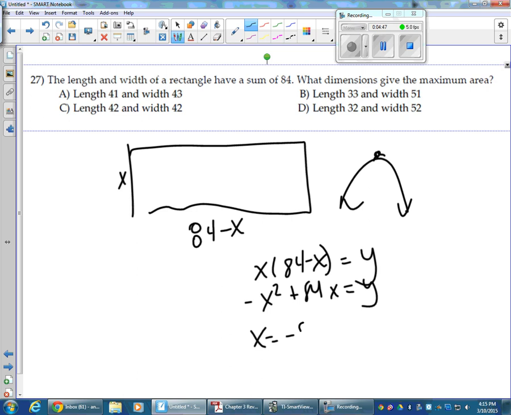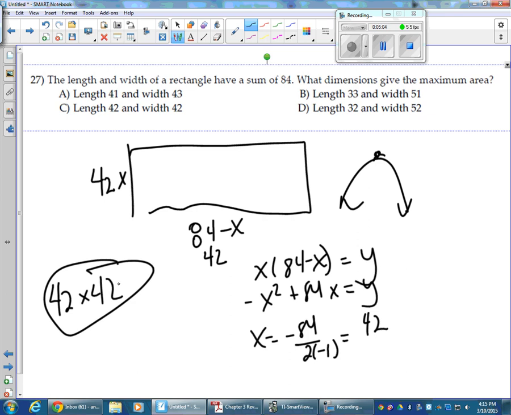So x is equal to negative b over 2 times a, which is 42 for x. So that means this side would be 42 and this side would be 84 minus x, which is also 42. So the rectangle, or really a square, is still a rectangle, and at 42 by 42, it would give the maximum area.